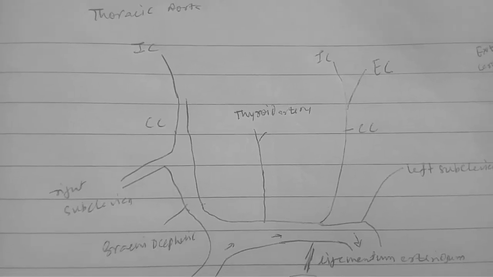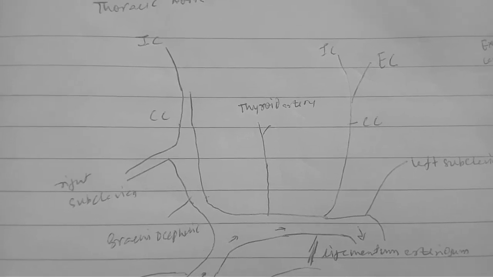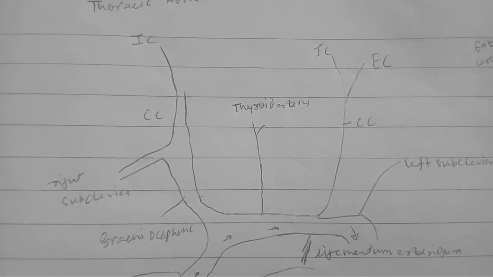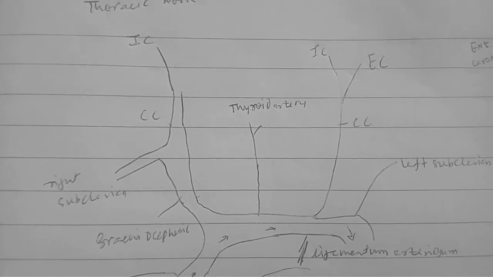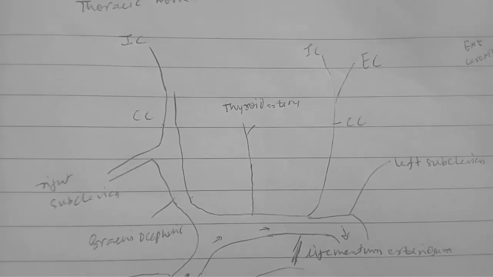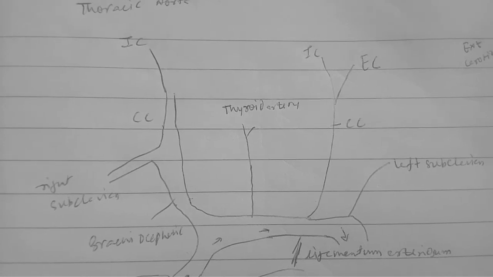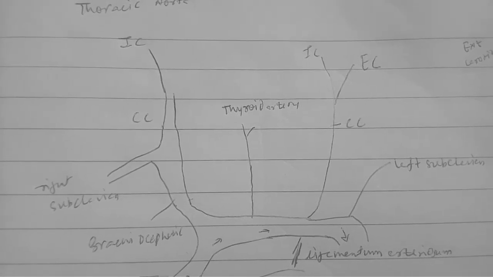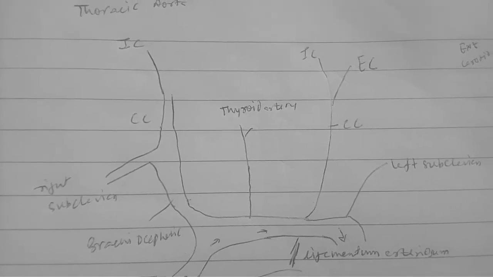Now the very important thing is we are not talking about the internal thoracic artery, because we have seen the internal thoracic artery earlier. We are talking about the part of the aorta which is in the curvature of the aorta, in the thoracic or the chest cavity region.